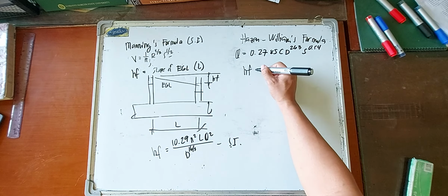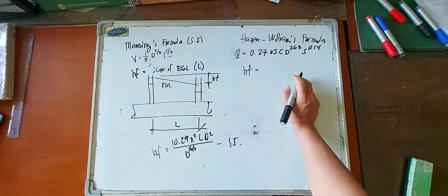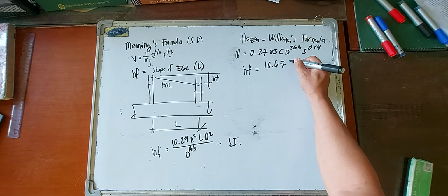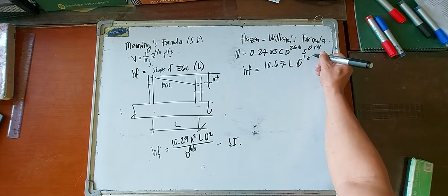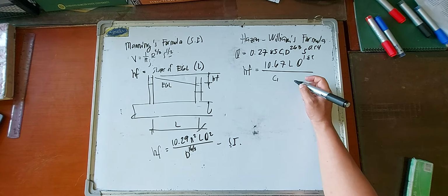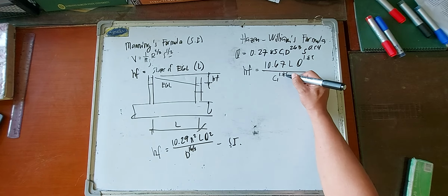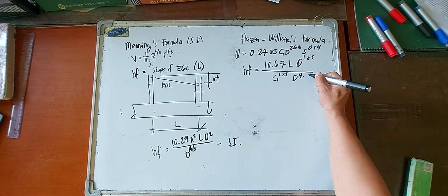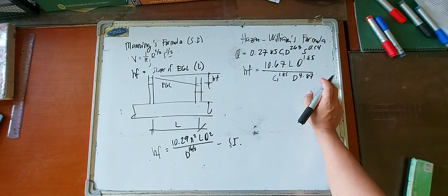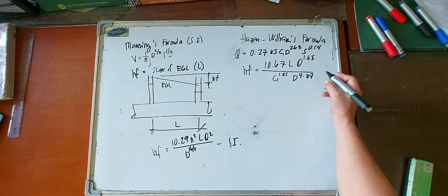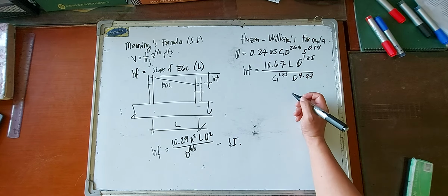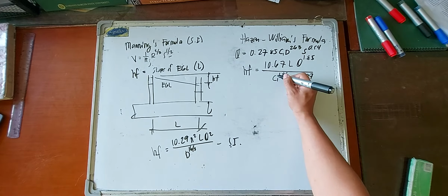to solve for the major loss or frictional losses in the SI system, we have 10.67 L Q raised to 1.85 over C1. I'm sorry, this should be C sub 1. That is 1.85 D raised to 4.87. So medyo yan, memorize na may mga decimal. Anyway, online naman, open notes naman later on. Okay, so C1, C sub 1.